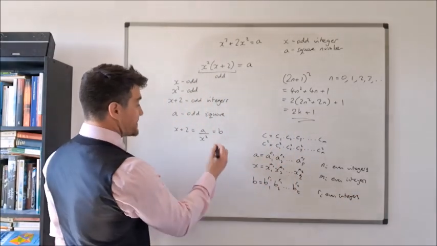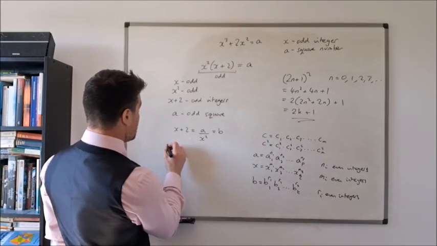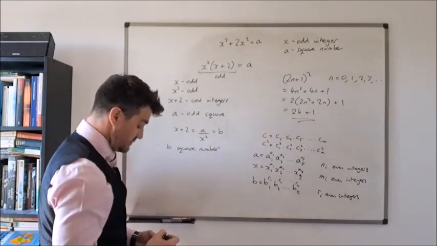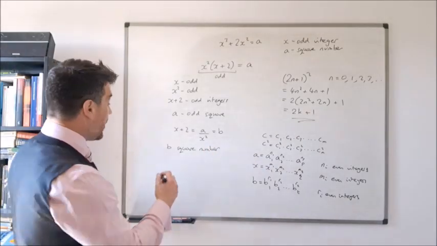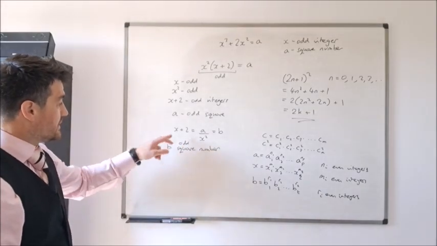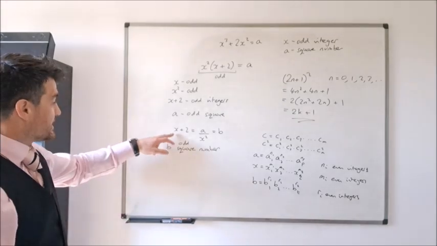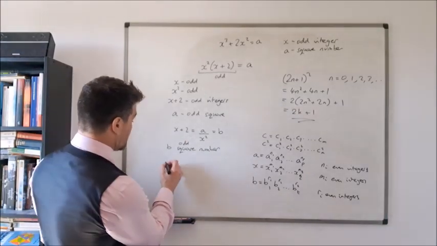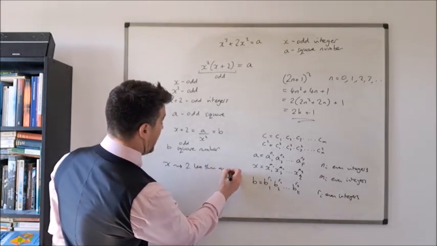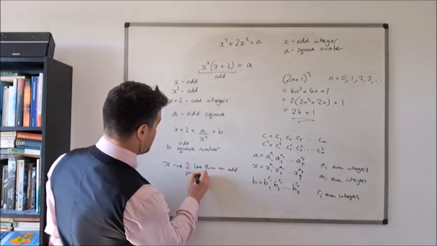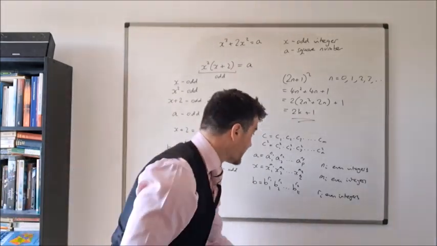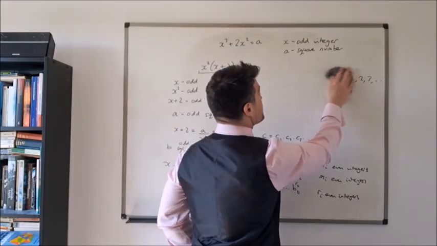So that means that b must be a square number. Not only that, it must be an odd square number. So what we're looking for then is a value of x where x plus 2 must be an odd square number. Okay, so what are the possible square numbers in that case?